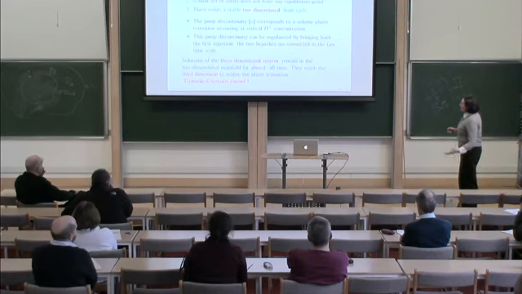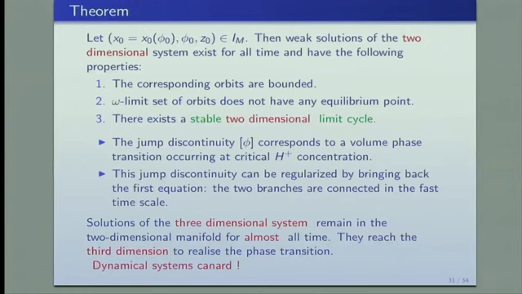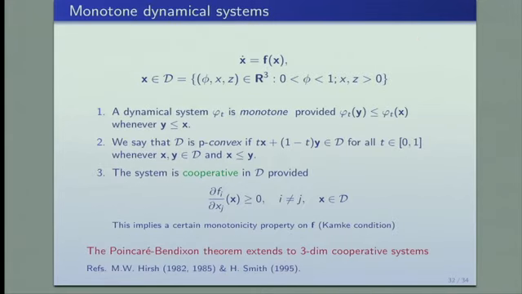Okay, so pretty much the conclusion here is that solutions of the three-dimensional system remain in the two-dimensional manifold for almost all time. They reach the third dimension to realize the phase transition. And so Claudia, when I was talking to her the other day, says, you have a canard. Okay, so it's basically a three-dimensional limit cycle that relaxes to a two-dimensional one. But of course, I was not happy here because I've got limit cycles of the two-dimensional system, but I have not got limit cycles of the three-dimensional system. So very, very quickly, I'll tell you then what comes next.